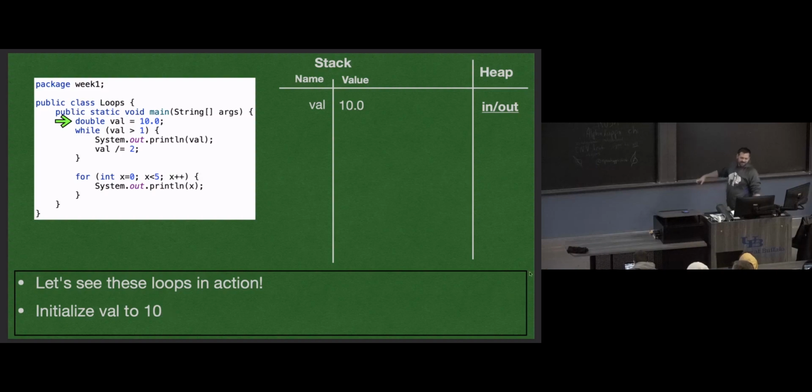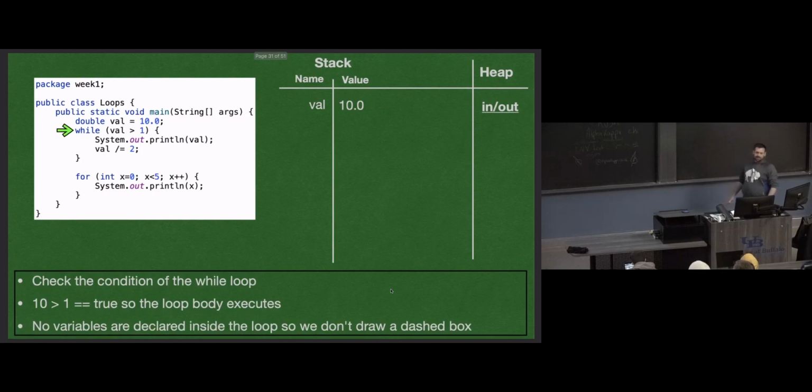So we're going to declare val, give it the value 10, put that on our stack. And notice I know there's going to be a lot of things printed to the screen, so I move my in-out up. We're still not using the heap, so I'm going to have more space for my in-out. Just organizing things a little bit. And let's hit this while loop. So we hit the while loop, we're checking the conditional.